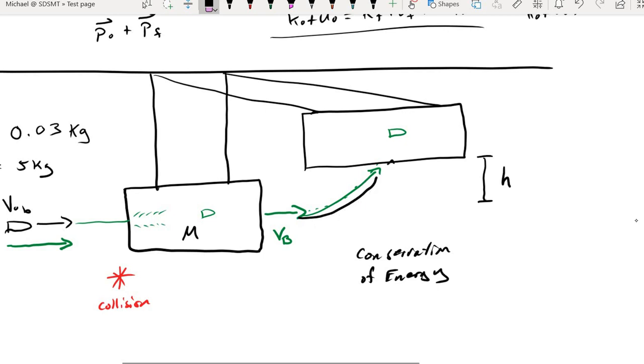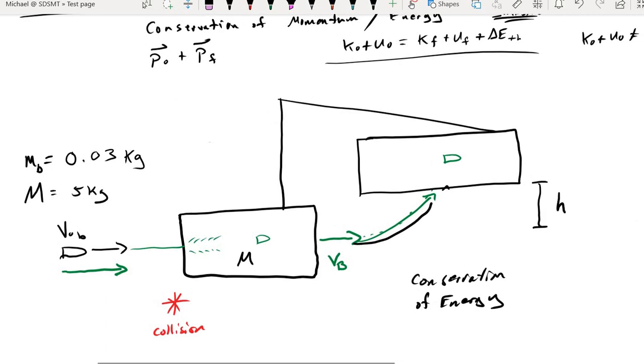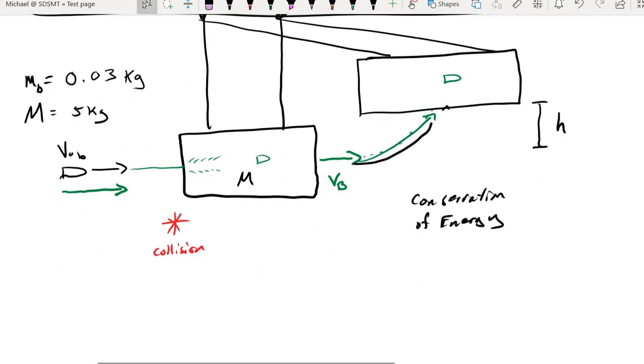relating to momentum. Plus, the log itself is not the only thing that's going to be experiencing a change in momentum. We also have these anchor points up here that are going to experience some tugging from the swing of the log.